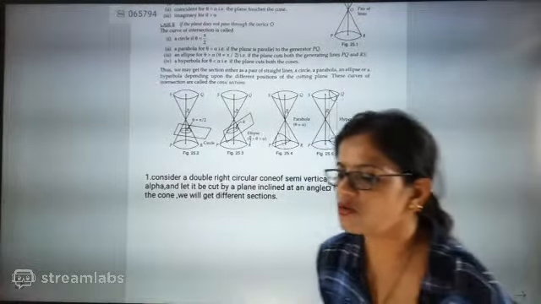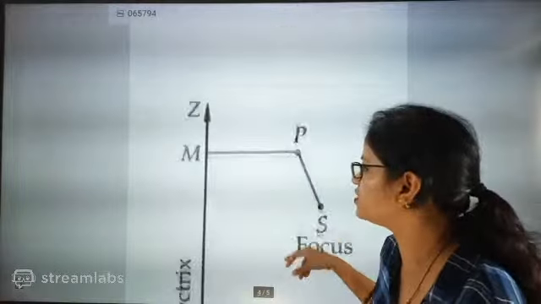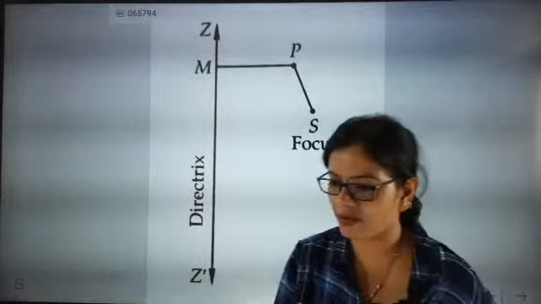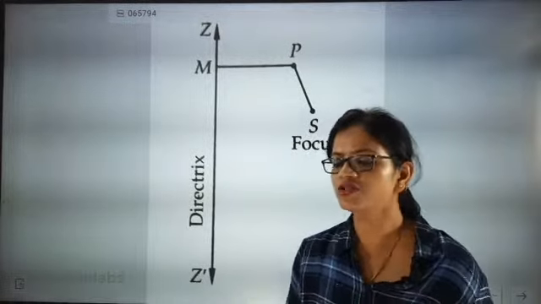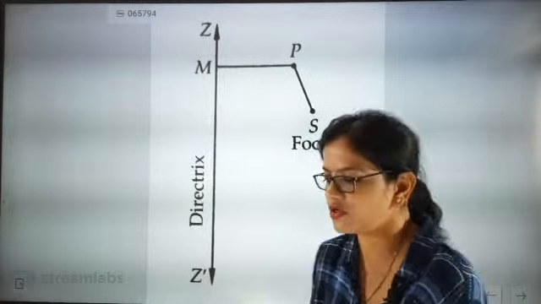Understood now? Now we have seen hyperbola, we have seen parabola. Now we are going to go towards directrix, focus, and ellipse, and all that part we are going to discuss. Okay. Now the general equation of the conic section also we are going to see.